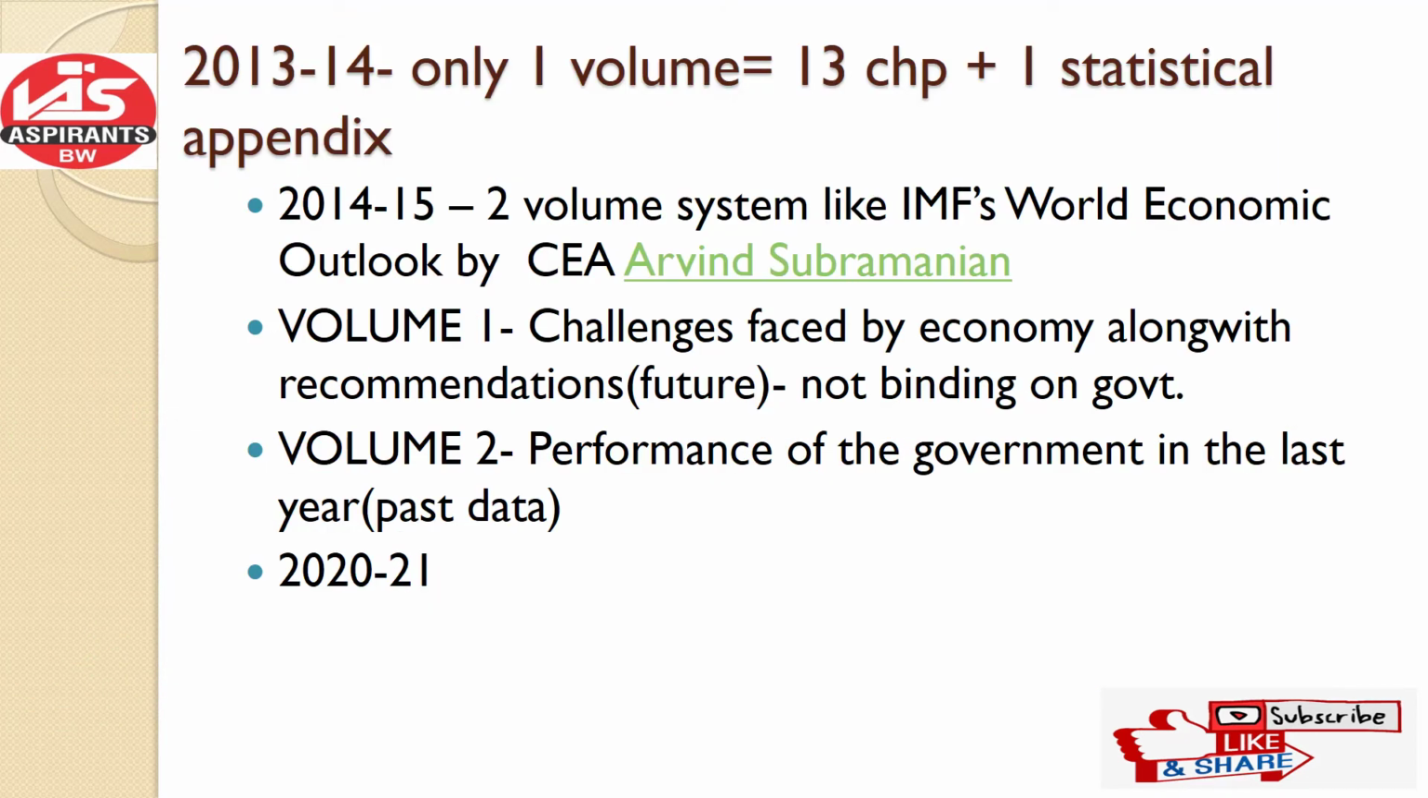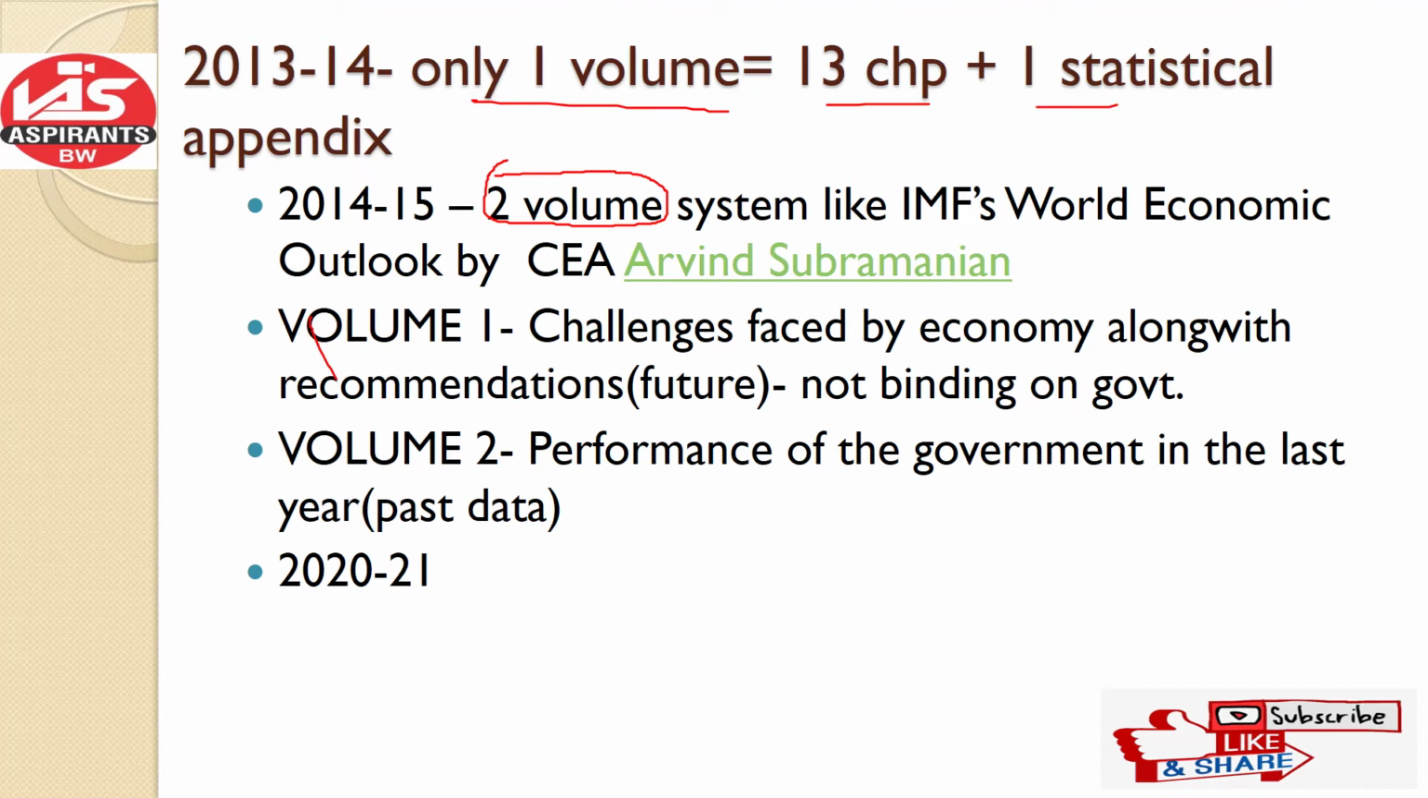Okay, now some other facts about it. So we know that nowadays the economic survey is presented in 2 volumes. So it was not the case earlier. Till 2013 to 14, there was only 1 volume in which there were 13 chapters and 1 statistical appendix.